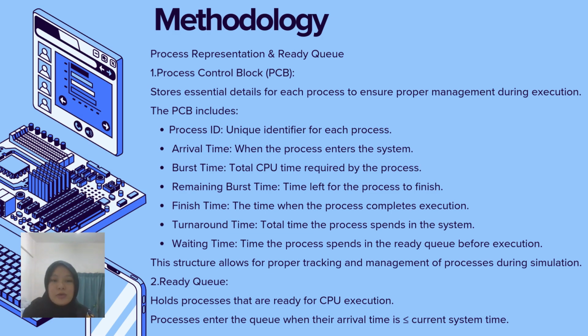There are a few key data points in our process, which are: process ID, a unique identifier; then arrival and burst time, when the process enters and the specific time it needs; and then time management metrics such as remaining burst time, finish time, turnaround time, and waiting time.